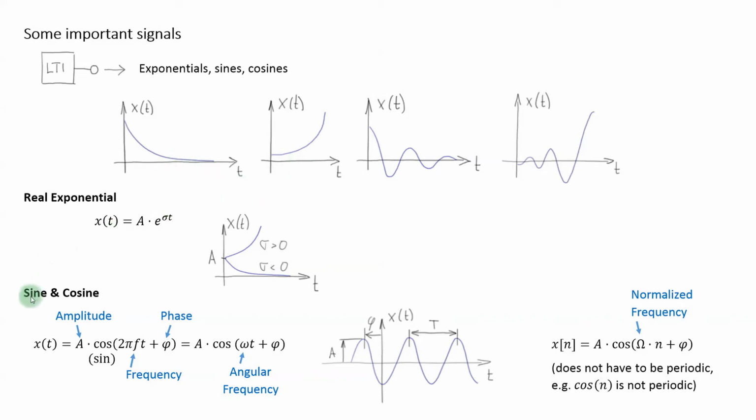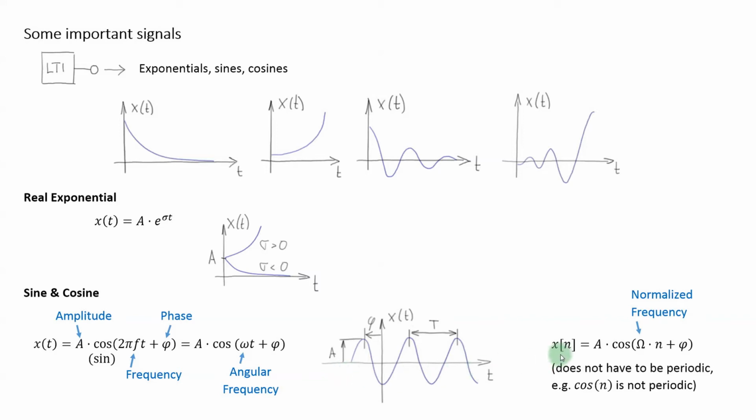Now, sine and cosine. We typically work with sines and cosines in this form. This is the amplitude, this is the frequency, and this is the phase. We often denote 2 pi f as omega, and we call that the angular frequency. When you plot the cosine, you will get something like this. This is the period of the cosine, which is 1 over the frequency. This is the phase of the cosine, and this is the amplitude. Hopefully everybody knows this. What you may not know are a few details about a discrete sine or cosine.